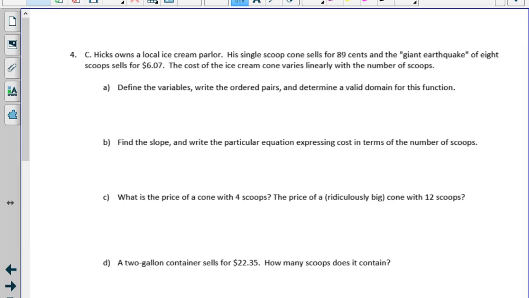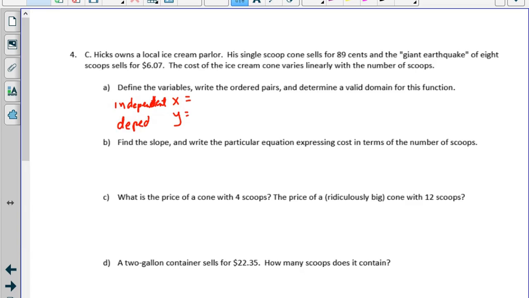So I'm going to make the variables x and y, but sometimes you may want to make them different letters. So, for example, S for scoops and C for cost might be another way to do that. So I have to determine which variable is going to be the independent variable, which I will make x. So independent means it is the thing we can choose. Independent has a D in it, Mr. Mead. So I can do that.